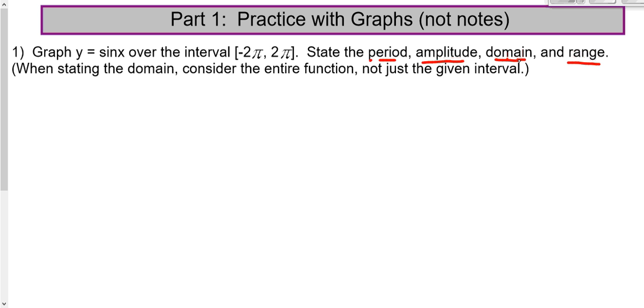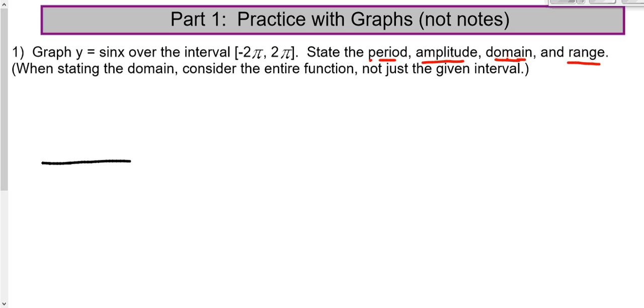Okay, so what I would encourage you to do for part 1 is to pause the video, graph it yourself, figure out the period, amplitude, domain, and range, and then resume the video and see how you did. And then you can do that for all 6 problems. Okay, for number 1, we're going to graph y equals sine of x over the interval from negative 2 pi to 2 pi. So go ahead and pause now if you're going to practice on your own.